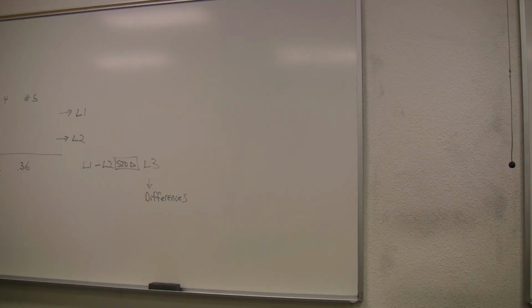Yeah, so now go back and get out of here, and just right here, you're going to type L1 minus L2, right down there. And then store, and then L3. Now, so there's the list. Now if you go to Stat and Edit, like you were before, you should see those numbers in L3.